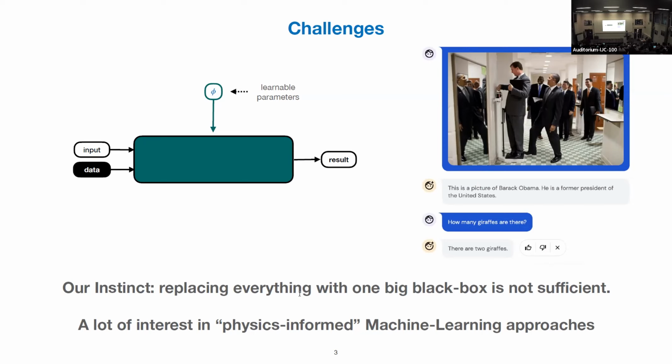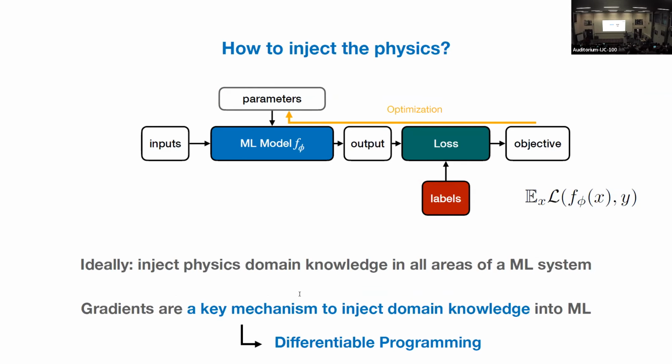And so there's a lot of interest in physics-informed machine learning approaches. And the question is, of course, where do you put the physics? In a machine learning model, we have the model, we have the loss, and we have the label. Ideally, we want to inject the physics into each of these different components. A funny coincidence is that gradients are a key mechanism to inject domain knowledge into each of these little boxes. So it's not only about the model, but also about the loss and the labels.